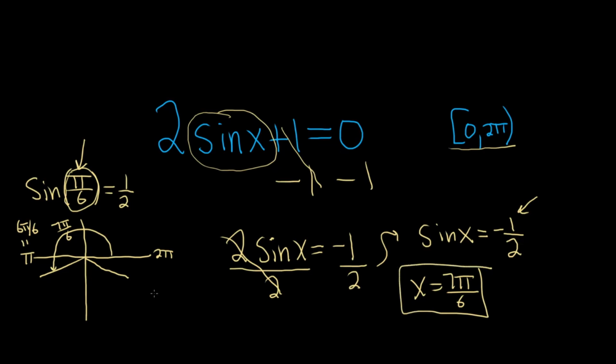The other angle is over here in quadrant 4. So again, think of 2 pi as a number over 6, so 12 pi over 6.